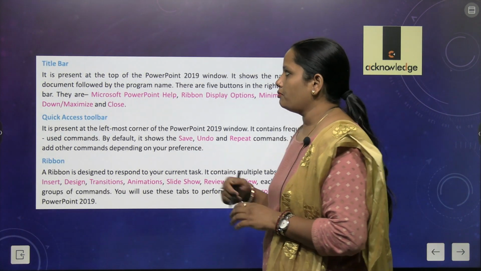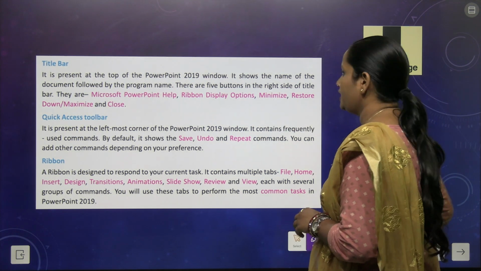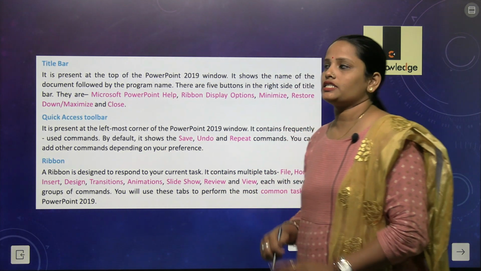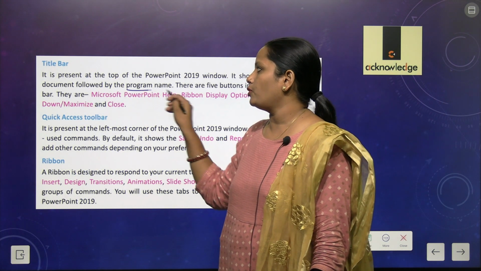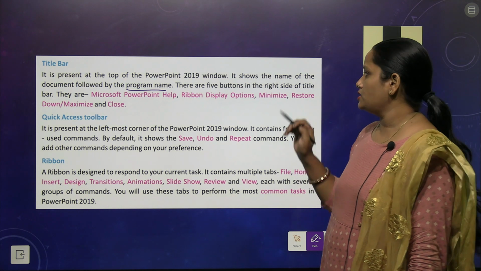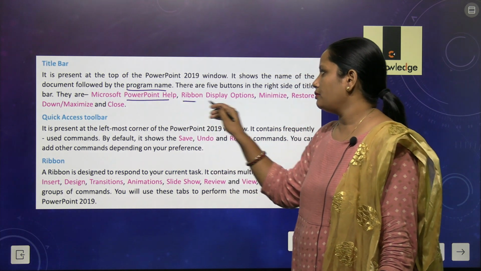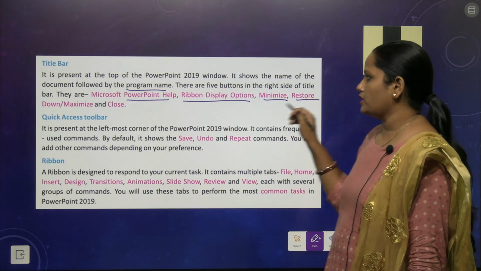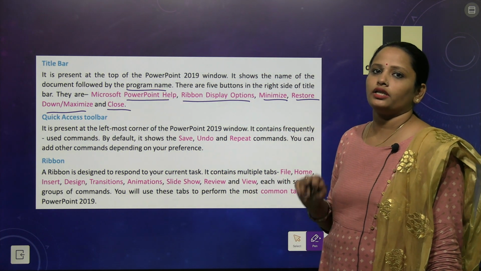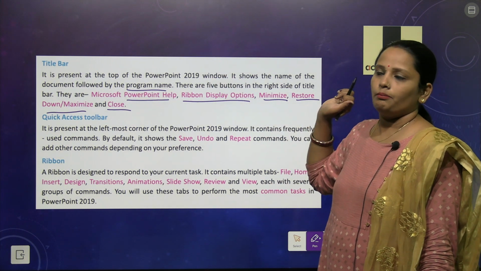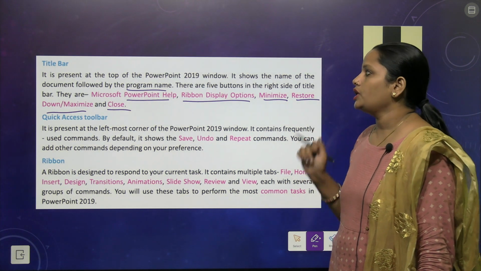Okay. The first component is the title bar. We are going to learn about it. What is the title bar? It is present at the top of the PowerPoint 2019 window. It shows the name of the presentation or the document followed by the program name. There are 5 buttons on the right side of the title bar. They are Microsoft PowerPoint Help, Ribbon Display Options, Minimize, Restore Down, Maximize and Close. So these all options are present on the title bar where we can see the name of a presentation. We can use them whenever required.